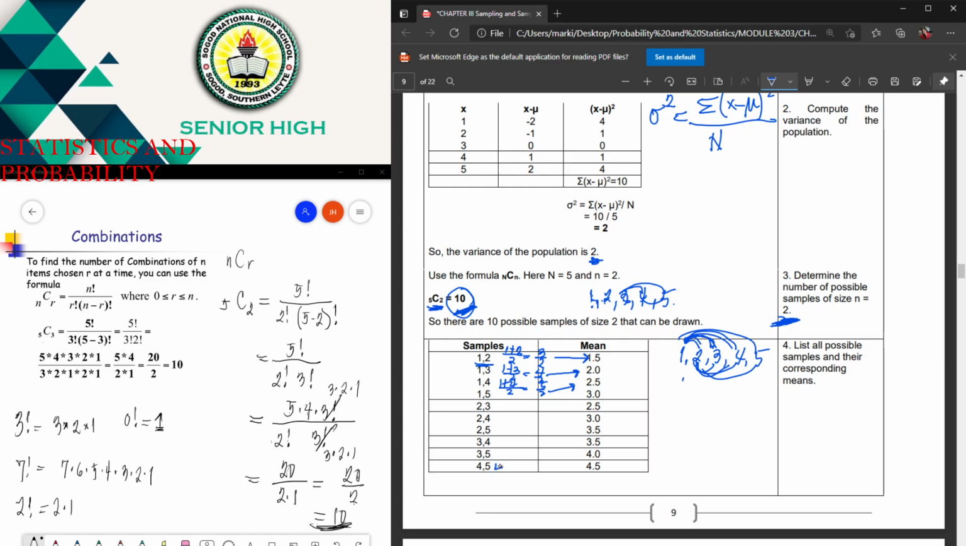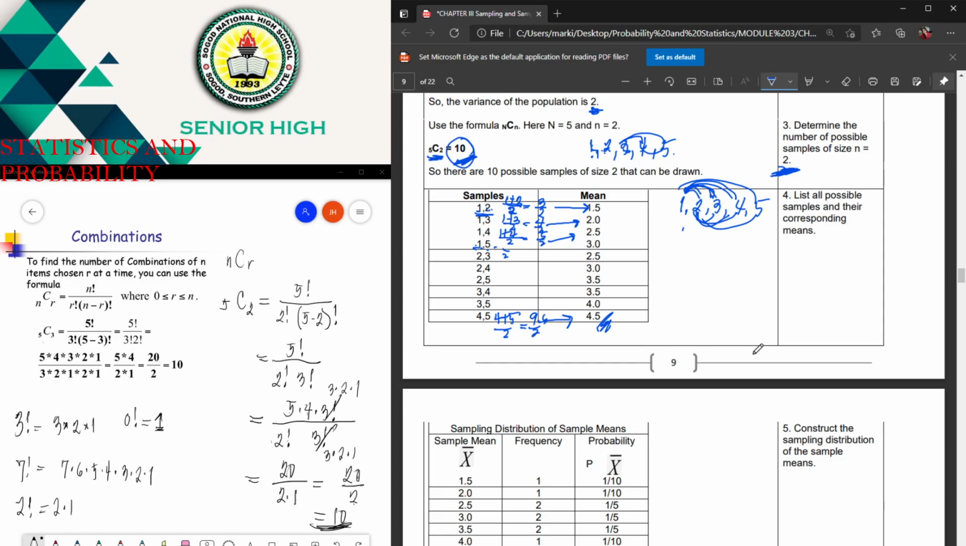So, ito naman, 4 plus 5 divided by 2, so that is 9 divided by 2. Okay, that is 9 divided by 2, so that is 4.5. So, ito yung gagawin ninyo. I-add nyo lang itong dalawa, tapos you divide it by 2. Okay? So, yun yung paano nakuha yung mean. I hope it's clear to you. Again, i-add nyo lang tong dalawang to, tapos you divide it by 2. So, yun po yung makukuha nyo na mean. Okay? So, that is your fourth step.